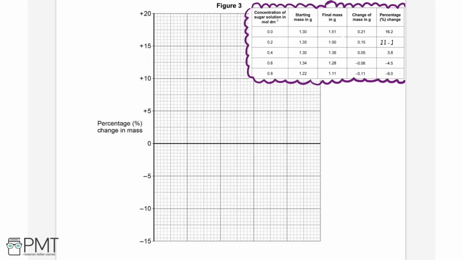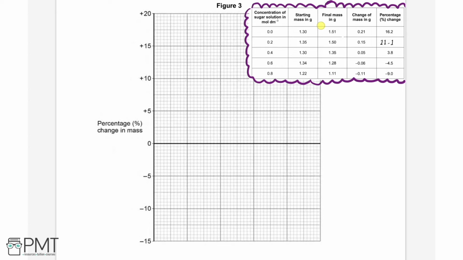Generally, in science, the independent variable, that is what you change, goes on the x-axis. And the dependent variable, that is what is measured, goes on the y-axis. This can be seen here with percentage change on the y-axis. What we changed as an experimenter was the concentration of sugar solution. So that will be an independent variable and it will go on the x-axis.